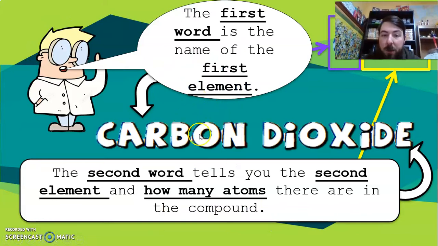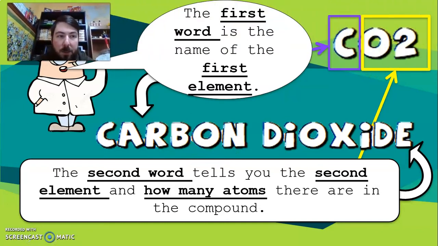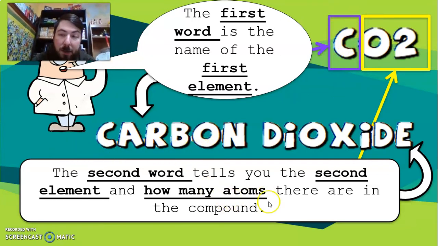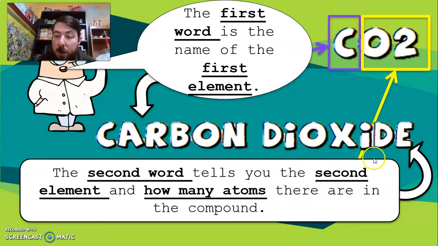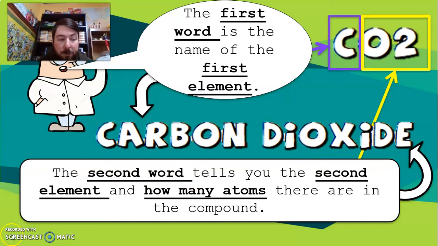So the first word, whenever you're naming a compound, is just the first element that you see. The second word tells us what the second element is, but it also tells us how many there are in the compound. So the O is oxygen, and there are two of them. For whatever the number is, there's going to be a special word that we put in front when naming it.